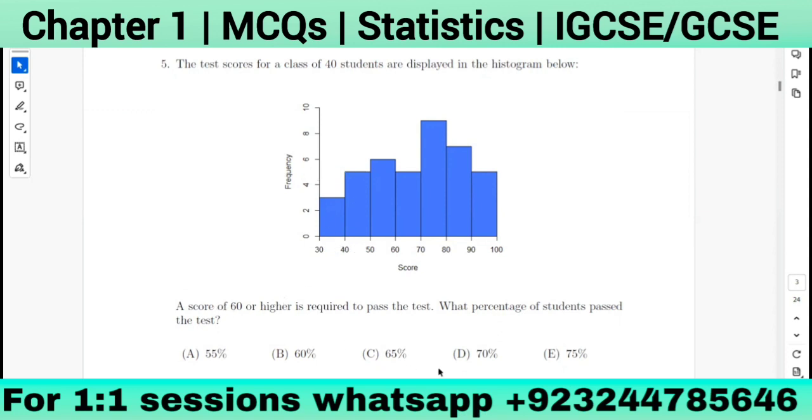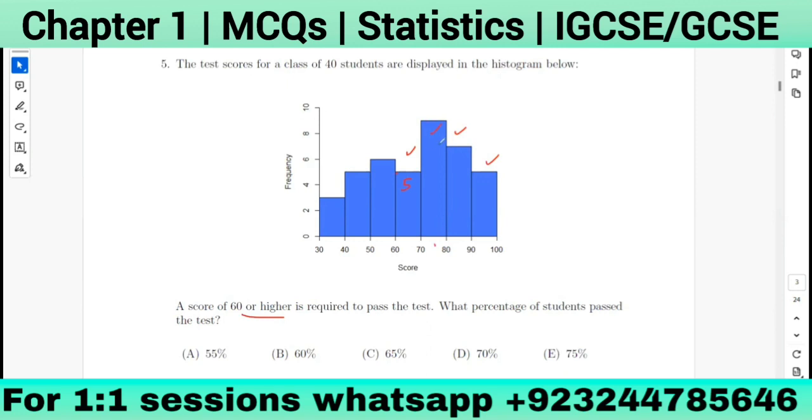A score of 60 or higher is required to pass the test. 60 or higher means all of these are required to pass the test. What percentage of students pass the test? So let's figure out 60. This one is 5.